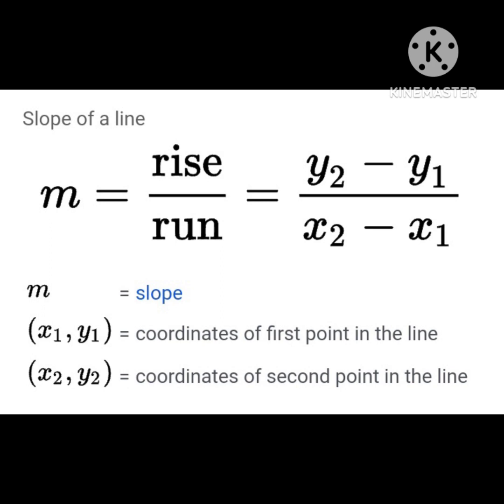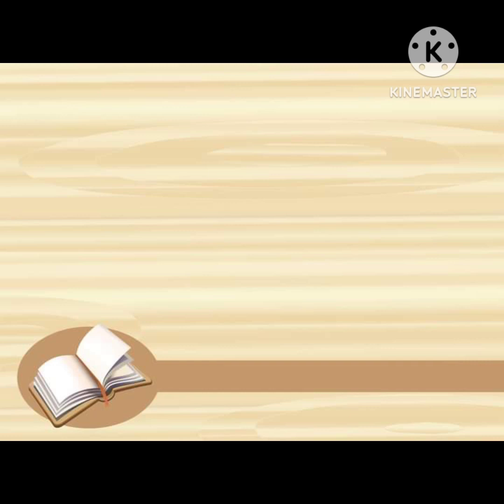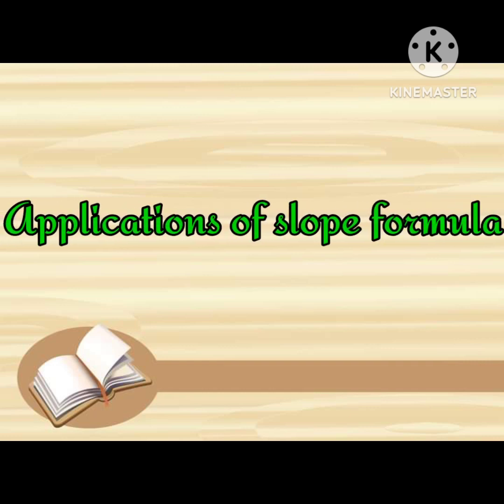The equation that can be used in finding this slope can therefore be written as m equals rise over run equals y sub 2 minus y sub 1 over x sub 2 minus x sub 1, where m is the slope, x sub 1 and y sub 1 are the coordinates of the first point on the line, and x sub 2 and y sub 2 are the coordinates of the second point on the line. So let us see the applications of the slope formula in the following examples.